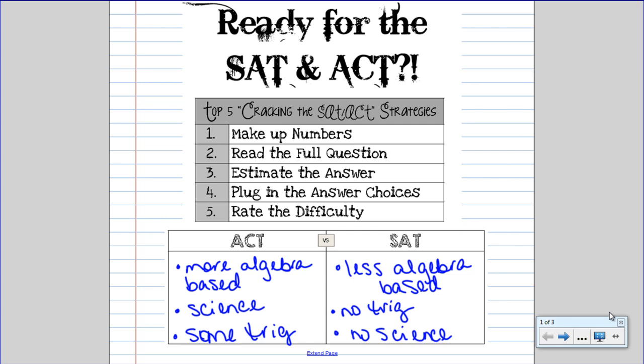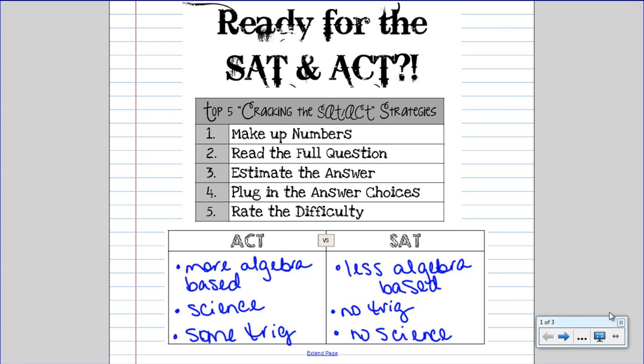Number one, make up numbers. Make up numbers and plug them in. We will have a couple of problems today where that's going to be our strategy and how to solve it. Number two, read the full question. Read the entire thing, beginning to end. Don't make assumptions about what it's asking. Read it. Make sure you know.